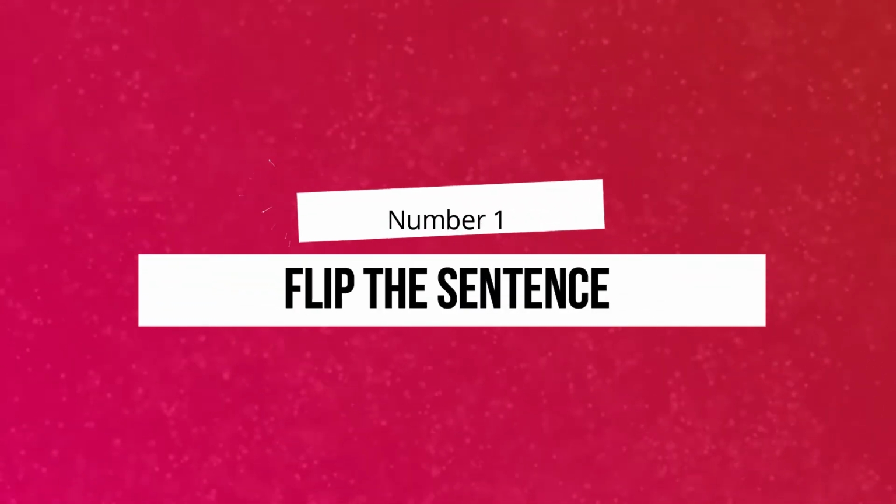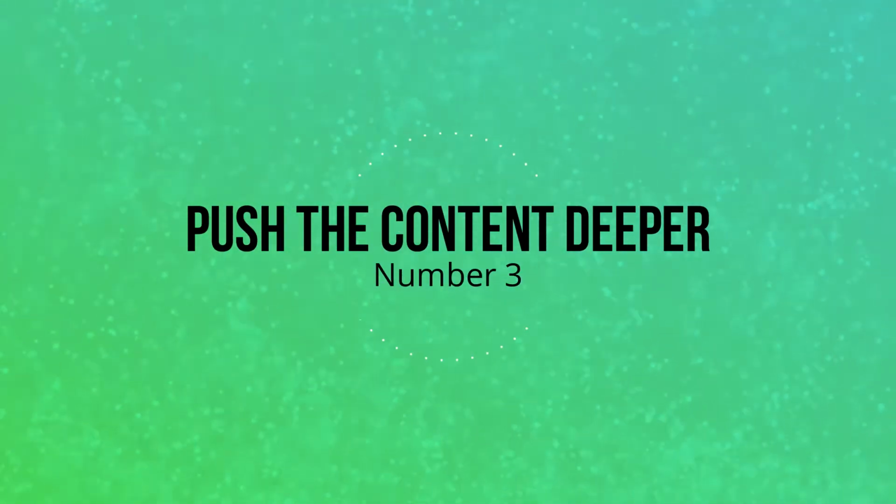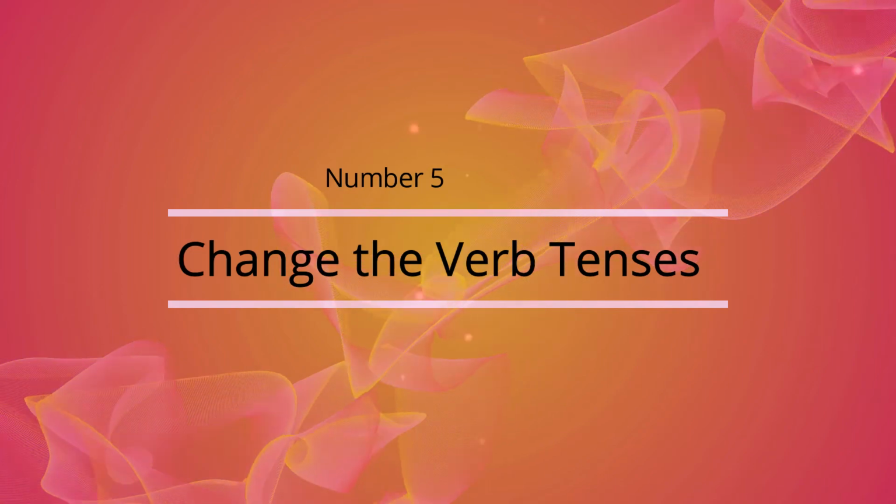Today we have a special guest who's going to show you 5 ways to fix passive voice in your academic writing. 1. Flip the sentence. 2. Name the researcher in front of the sentence. 3. Push the content deeper. 4. Rearrange the sentence and replace the verb. And 5. Change verb tenses.